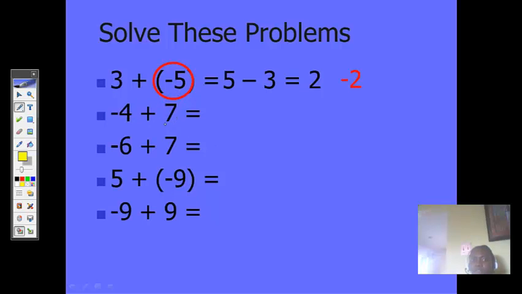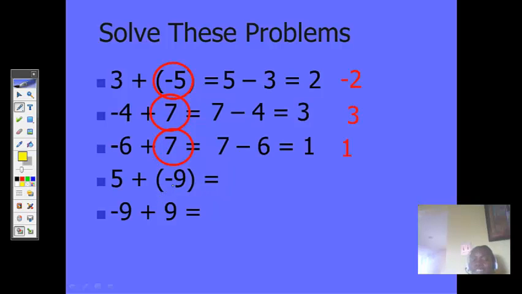Next, negative 4 plus 7. Different sign again, so we subtract them normally, 7 minus 4. And then we keep the sign of the 7 since 7 is the bigger number, so our answer will stay positive. Next one, negative 6 plus 7. 7 has the bigger absolute value. 7 minus 6 again is 1, so our answer will stay positive.